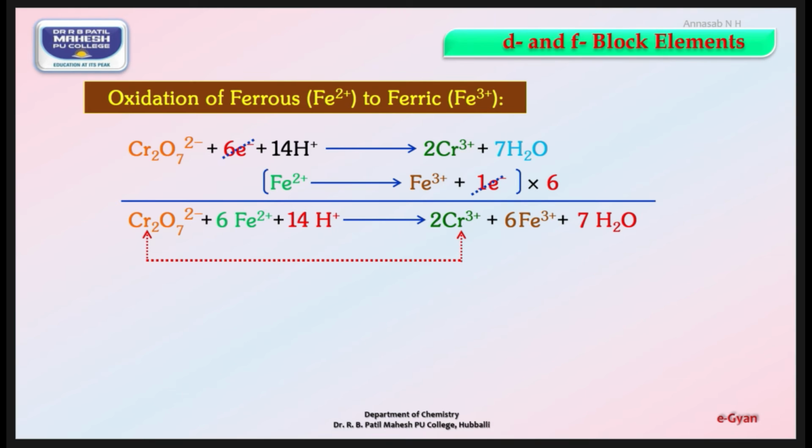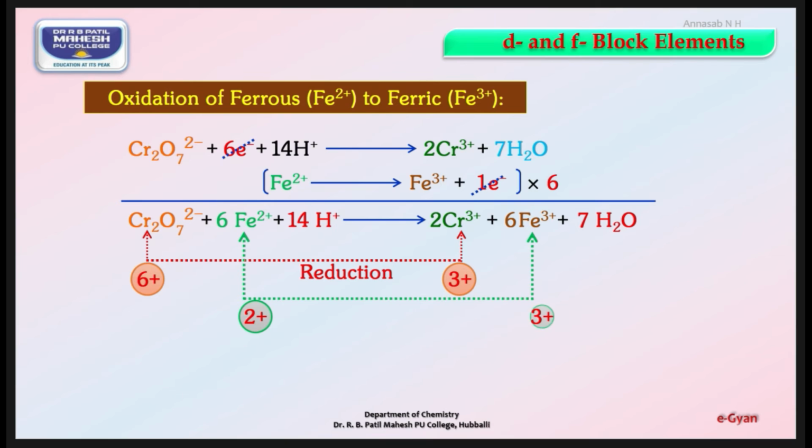Change in the oxidation number of chromium is from +6 to +3. Process is reduction. Similarly, Fe2+ changes to Fe3+, and the process is oxidation. So we are learning the oxidizing nature of potassium dichromate. It itself undergoes reduction and oxidizes other substances. Such substances are known as oxidizing agents.